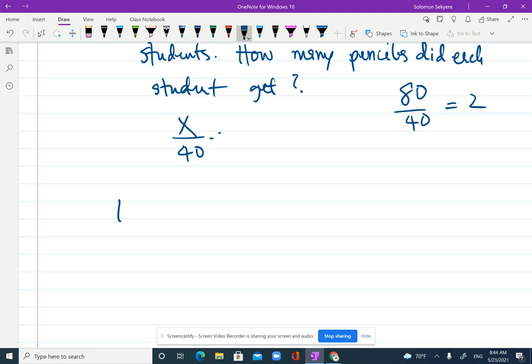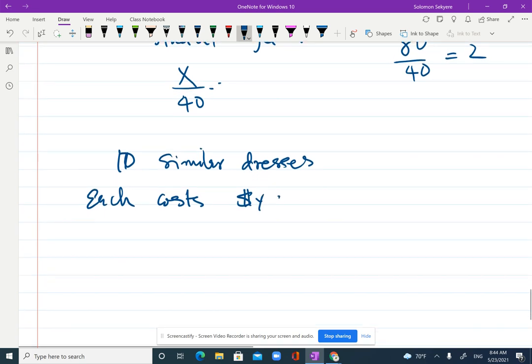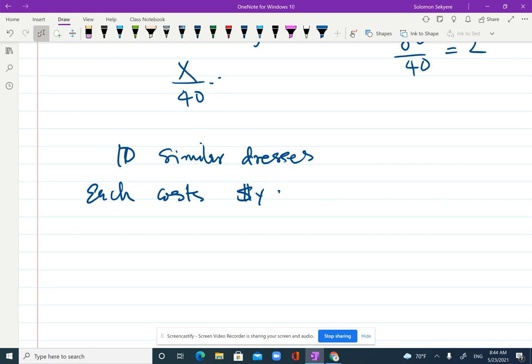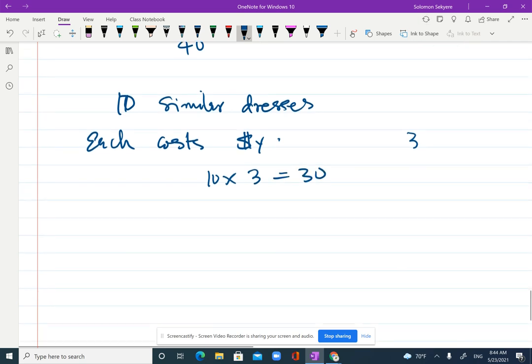If you buy, let's say, 10 similar dresses, each costs Y dollars. We don't know Y yet. How much money did you spend altogether? If each costs $3, then you spend 10 times 3, which is $30. If each costs Y dollars, it is 10 times Y. So you write 10Y.